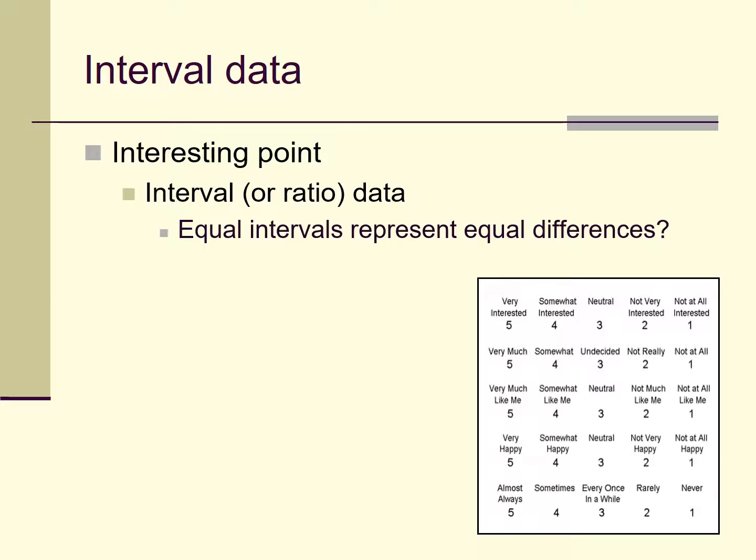So let's consider the Beck depression inventory, for example. Let's imagine we have 3 people. One person has a score of 10, the other person has a score of 12, and the third person has a score of 14. Is it really true that the second person is more depressed than the first person by the same amount that the third person is more depressed than the second person?